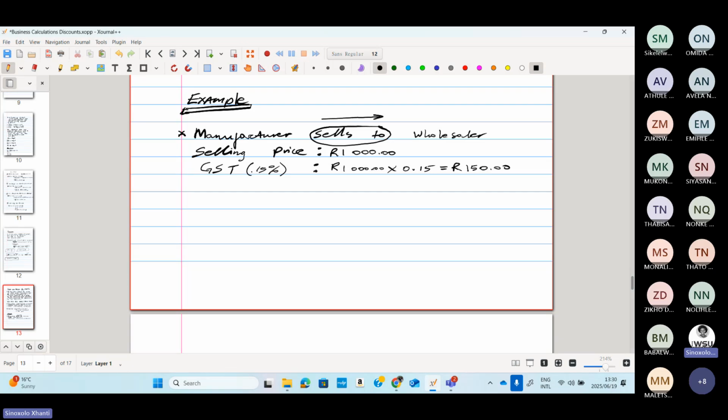So when you are buying, the government charges you this 15%, and you will end up paying this extra. So the total price that you will see in your slip, the total paid by the wholesaler, is going to be equal to 1,000 plus this 150, which is just equal to 1,150 rands. So this is how these prices usually work.